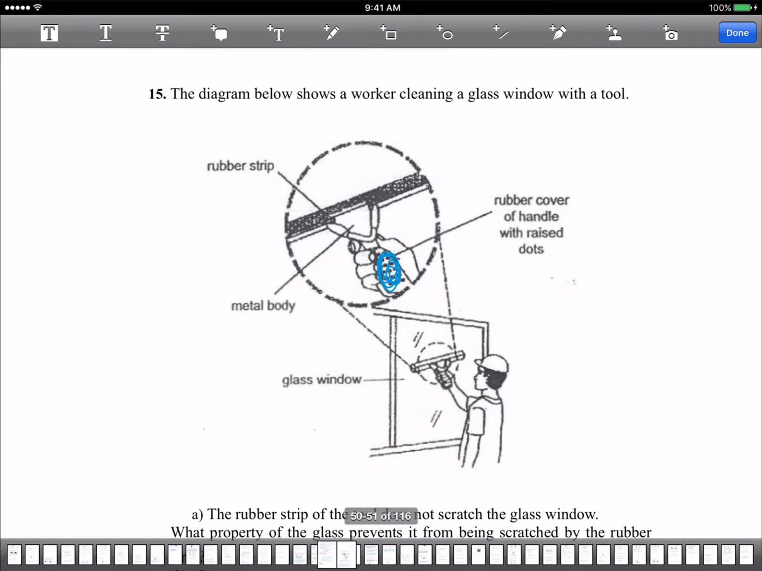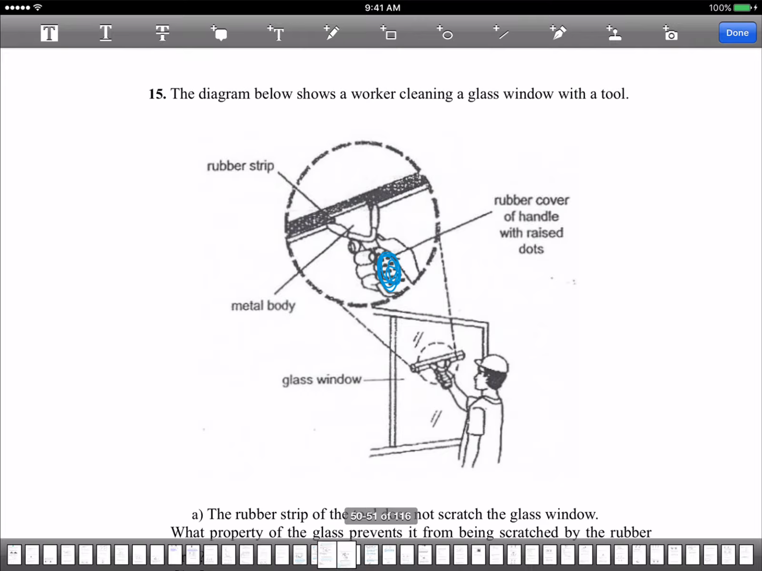Same thing over here. Why does the handle have all these protrusions? Why put the protrusions over there? How about Gareth? Do you have an answer for us?